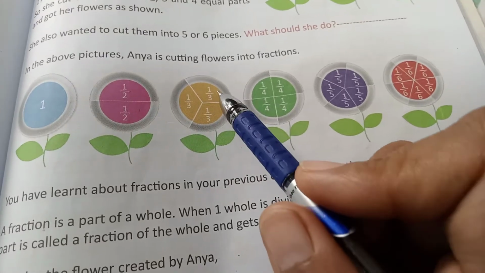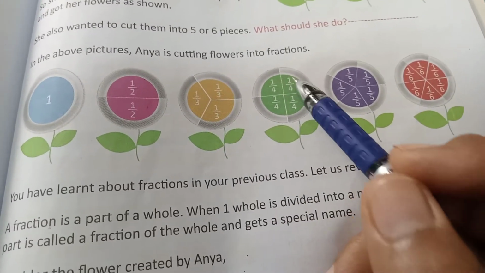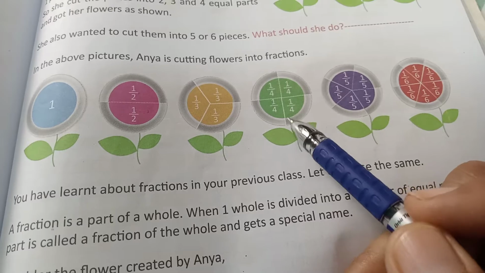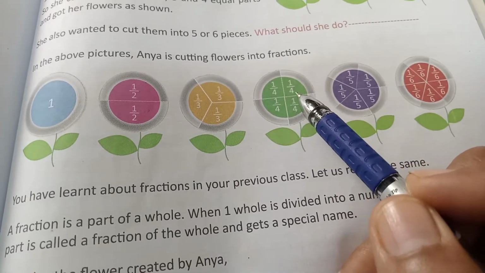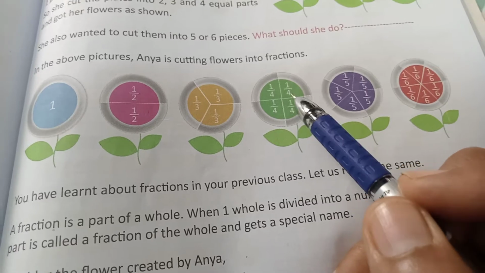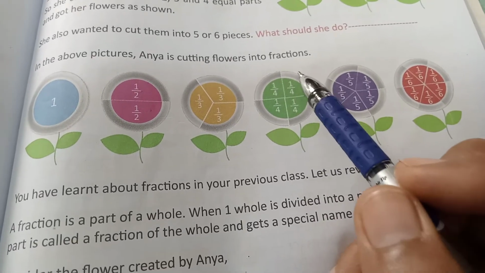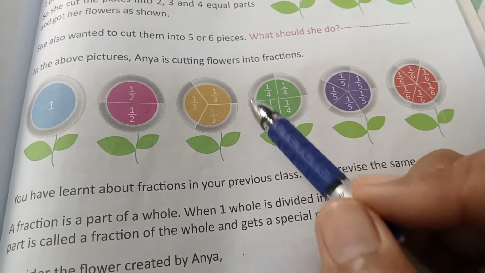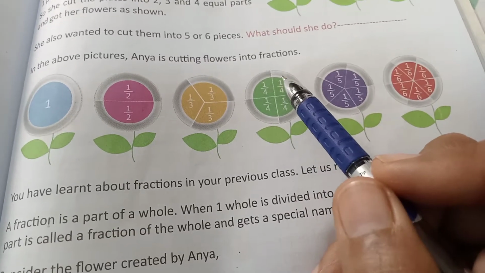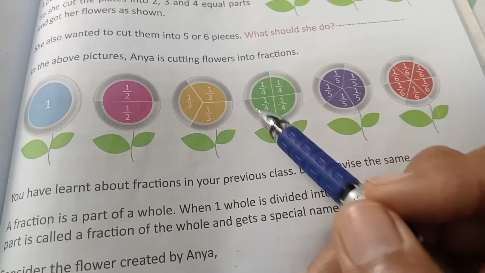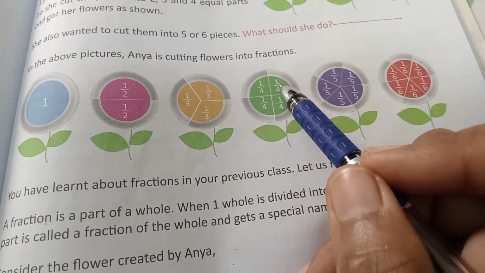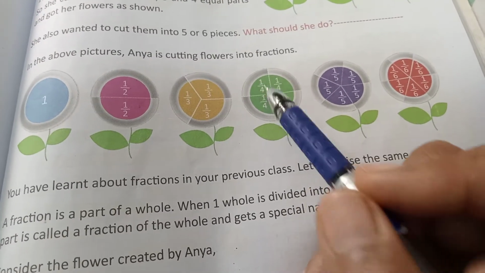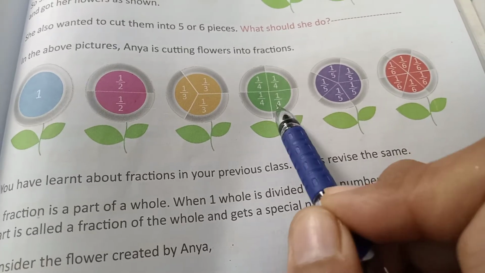This is called the 1/3 part. This is called the 1/4 part. 1/4 means the fourth part, the fourth equal part. So if I write 1/4, you will say this is the 1/4 part of a whole. 1 represents the whole and this whole is divided into 4 equal parts. So each part we can say is 1 by 4.